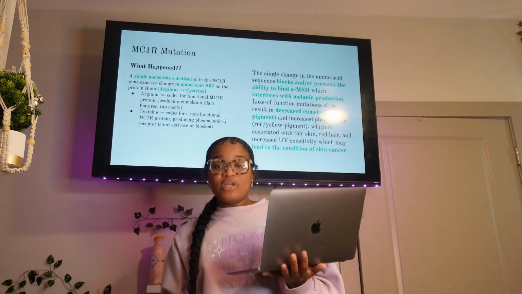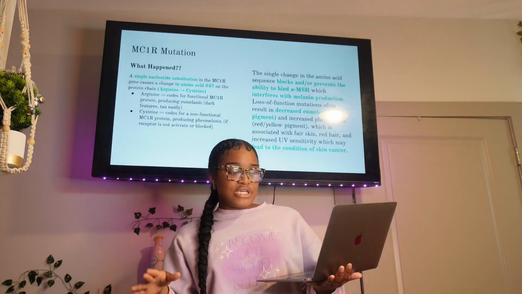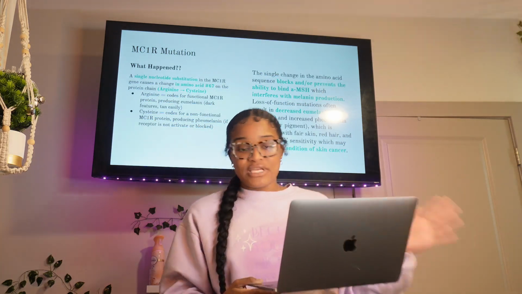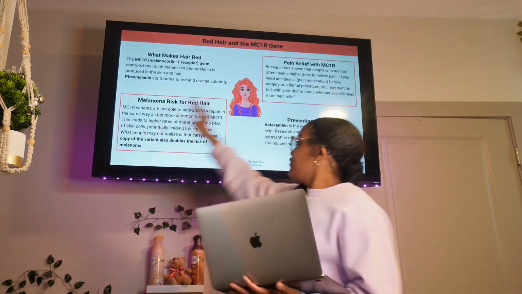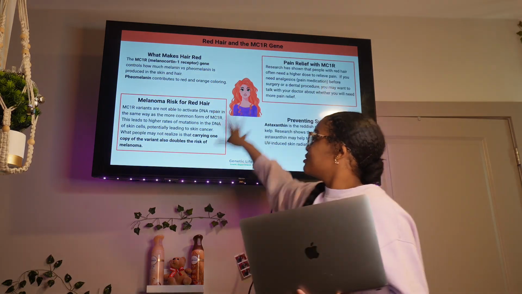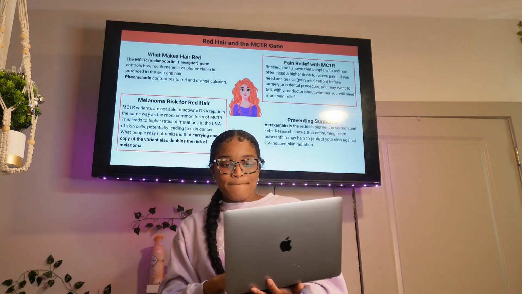increased pheomelanin, which is associated with fair skin, red hair, and increased UV sensitivity, and this can further lead to the condition of skin cancer. So this is the phenotypic breakdown of what would happen: the red and orange pigmentation in the hair, and that's basically that.